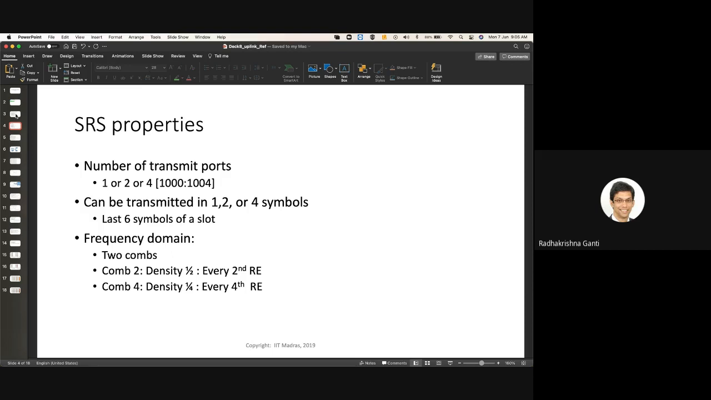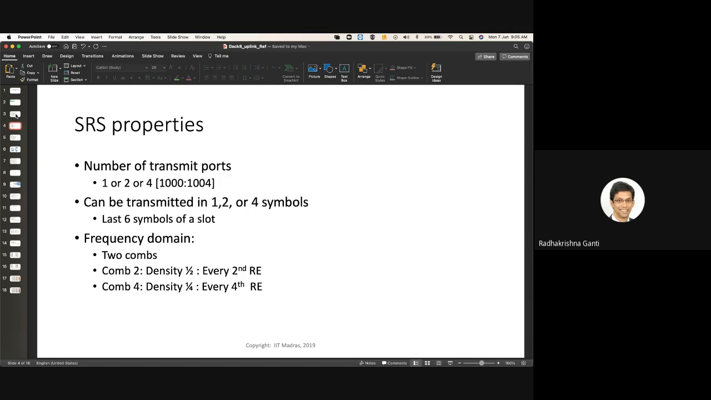So SRS channels play a very critical role, particularly in the massive MIMO system. Most of the massive MIMO systems are TDD, and in TDD, SRS play a very critical role. They are actually used to understand the downlink channel. So what are the properties of SRS? Essentially, the number of transmit ports can be 1, 2, or 4. So maximum 4 antennas on the uplink.